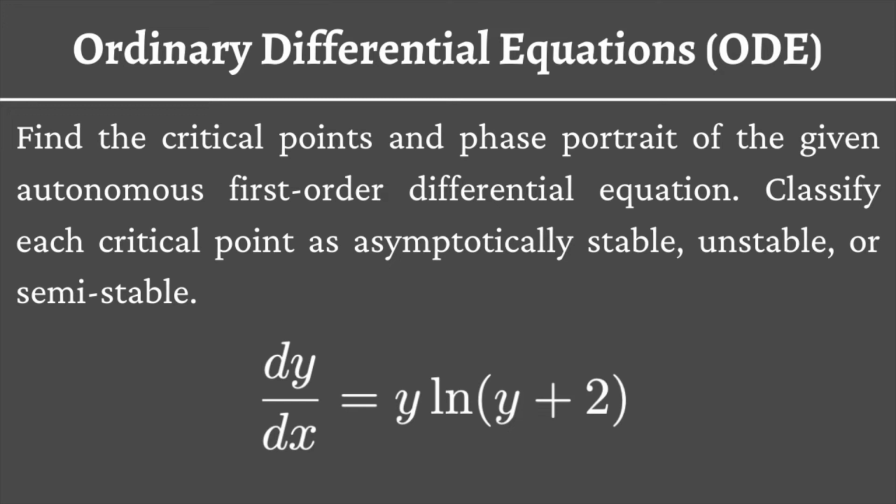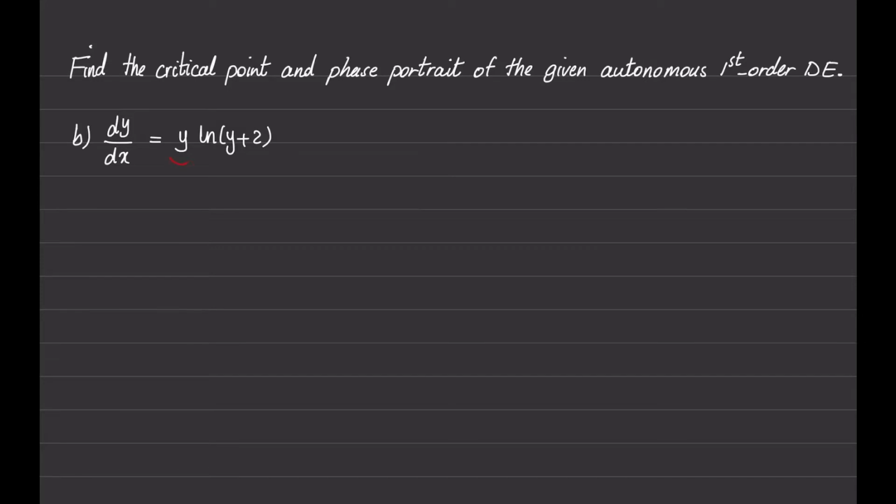Here we're going to find the critical points and phase portrait of the given autonomous first-order differential equation, and also classify each critical point as stable or attractor, unstable or repeller, and semi-stable. We call the right-hand side of this differential equation f of y, and we need to find the roots of f of y. We call those roots the critical points.